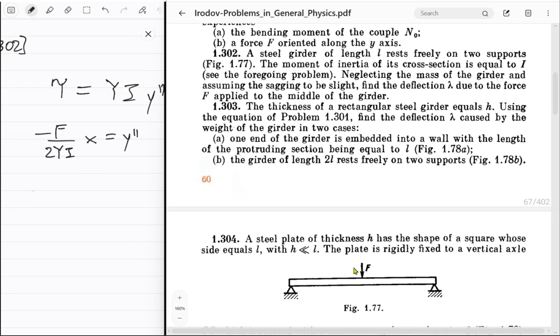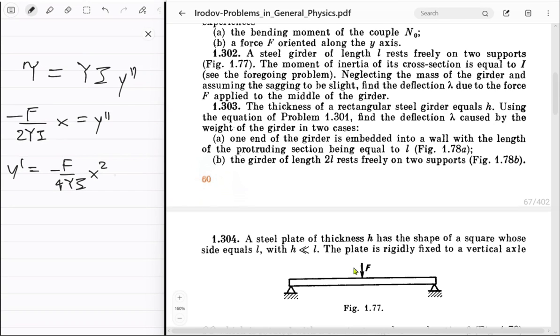So y dash is just equal to negative F upon 4 Young's modulus inertia times x squared. Because, sorry, it's not. Oh god, this is not going good. I didn't expect this to happen, unfortunately. Y dash is not 0 now. Can you believe that? Y is 0 at that point. So it's this thing plus some constant. Fine, no big deal.